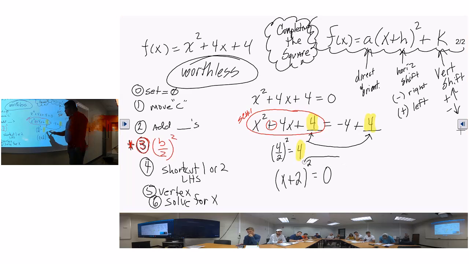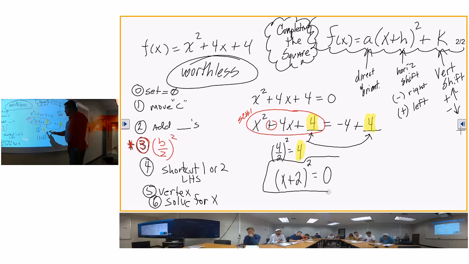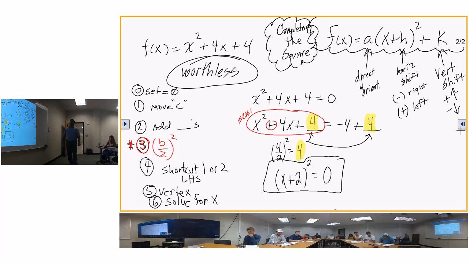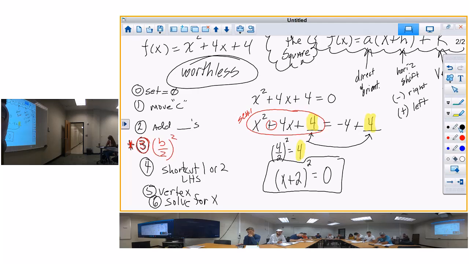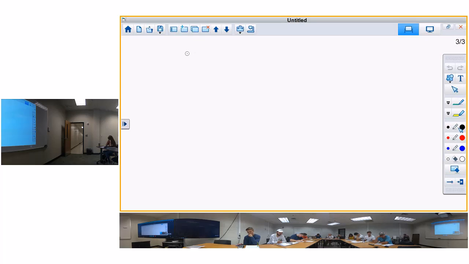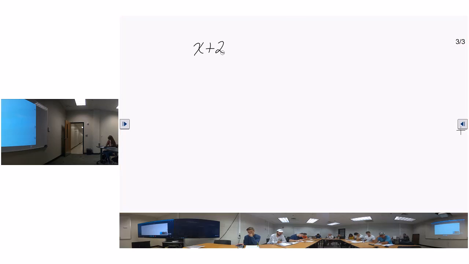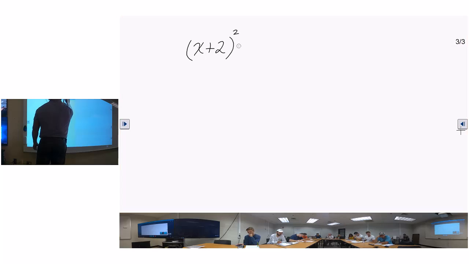And at this point, you have several things. So I'm just going to erase this and go to the next page, and we're going to continue. So you might want to keep going on your sheet. Don't flip over unless you're running out of room. So x plus 2 is equal to 0. So I'm going to go over to the next page. x plus 2 quantity squared is equal to 0.